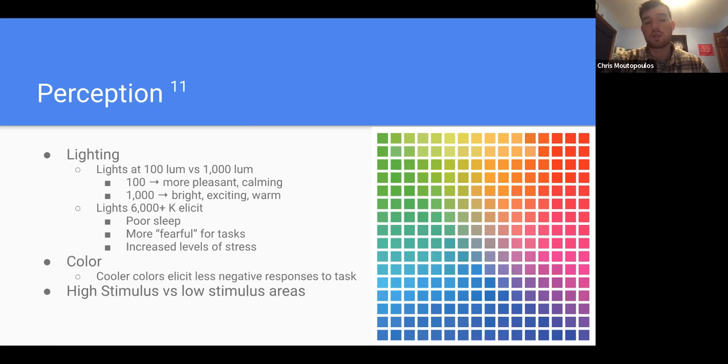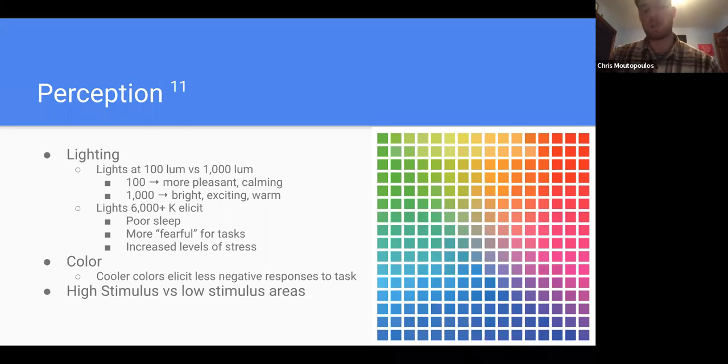The study also looked at color and how color might affect responses to task. And what they found was that cooler colors elicit a less negative response to task. And by cooler color, we're talking more about the blues and a little bit more of the greens and the purples, whereas warmer colors are red, orange, yellow, that kind of thing.